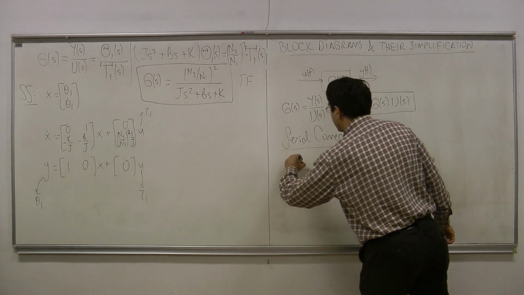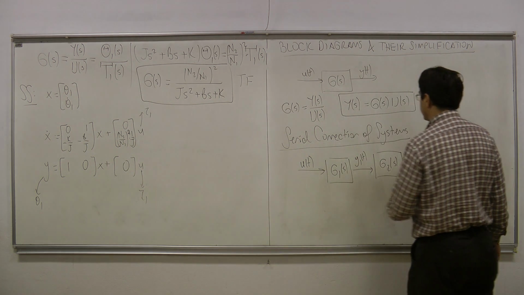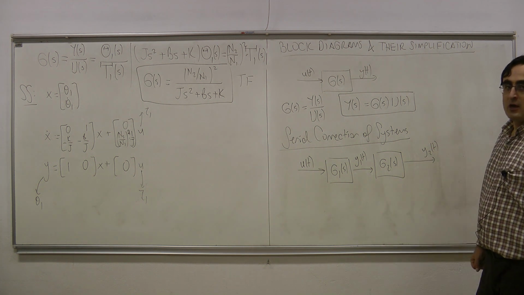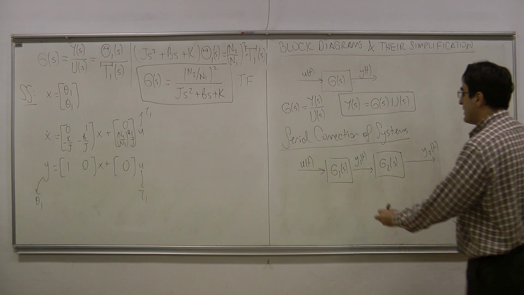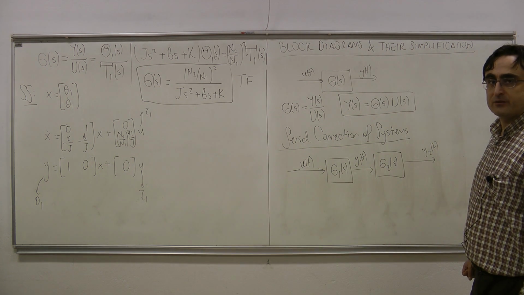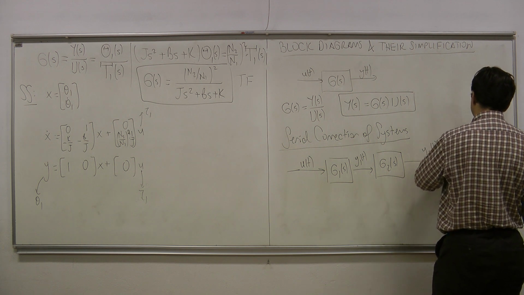Okay? So this is my input, u of t. This is the output of the first system, and this is the output of the second system. When I have such a connection, this is called the serial connection of two systems. We are going to be talking about what the overall system is. Okay? So I'm going to be asking the following question.